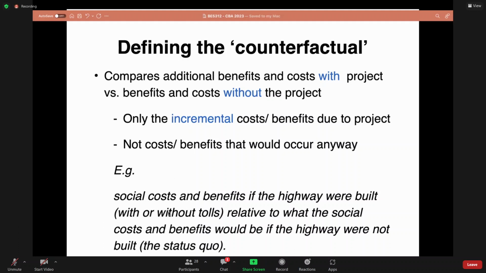So it would be something like, say, social costs and benefits. If we build the highway, we have two alternatives. We can build it either with tolls or without tolls. We can compare it with the costs and benefits. If the highway were not built, that's the status quo, do nothing scenario. Okay, clear?